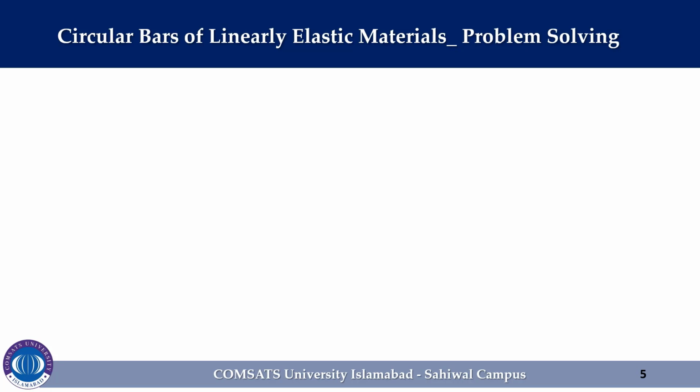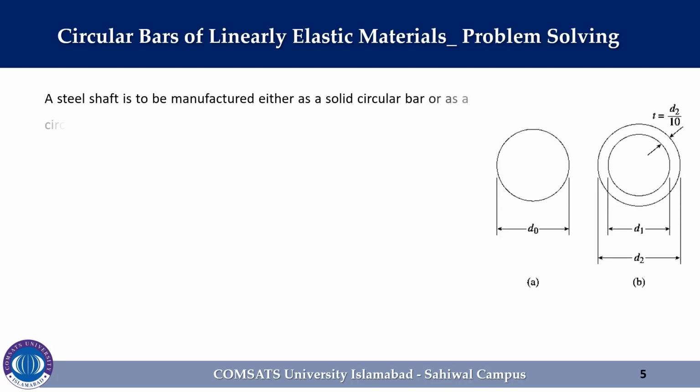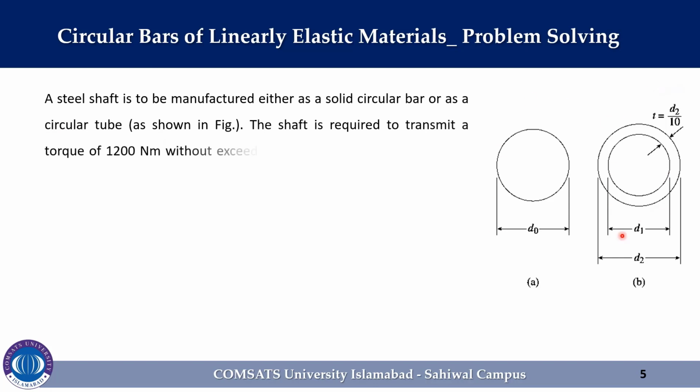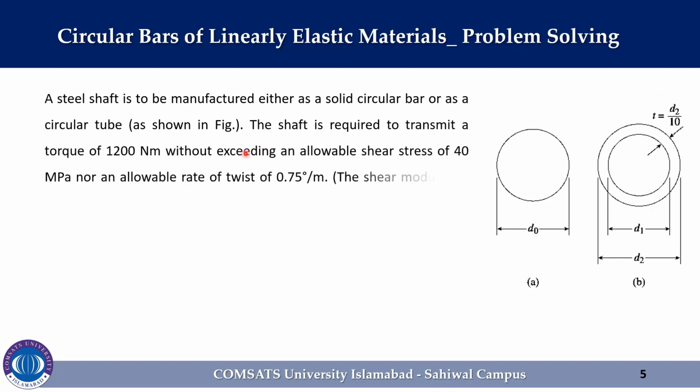The problem statement is: a steel shaft is to be manufactured either as a solid circular bar or as a circular tube, as shown here in the figure. The shaft is required to transmit a torque of 1200 Newton meter without exceeding an allowable shear stress of 40 megapascal or an allowable rate of twist of 0.75 degree per meter.